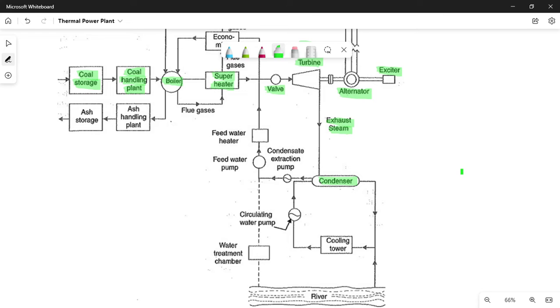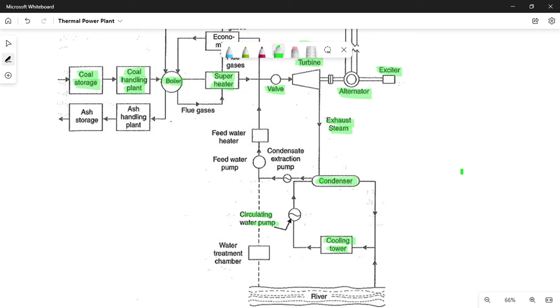This condenser output is given to the cooling tower. In the cooling tower, the water from the river is taken, and the temperature of the water which is circulated in the condenser is reduced. This is ensured by means of the circulating water pump.